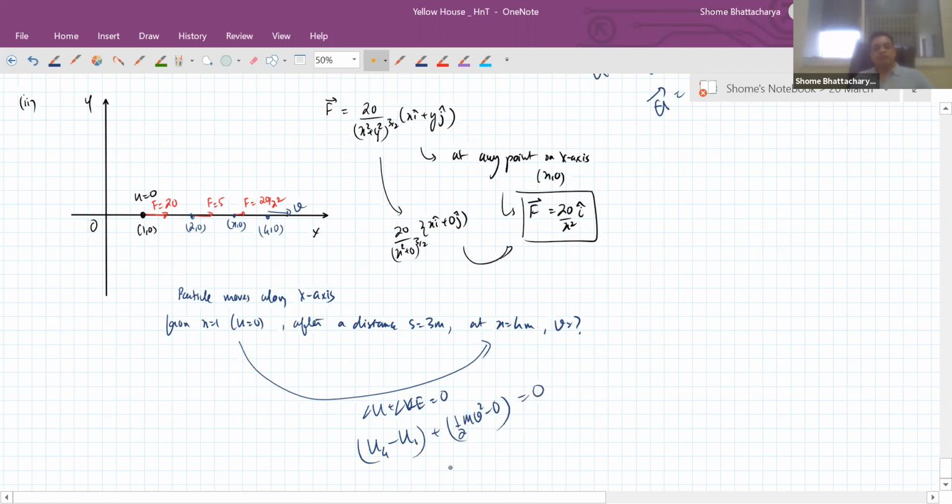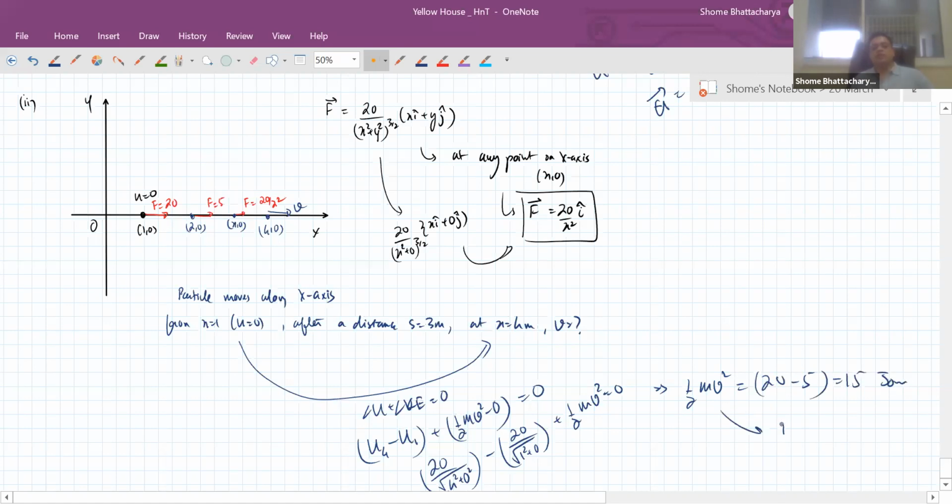So potential energy at (4, 0) is 20 upon square root of 4 square plus 0 square. Potential energy at (1, 0)... so you can see that half mv square is 20 minus 5 or 15 joules. Okay. So from that we can find out the speed.